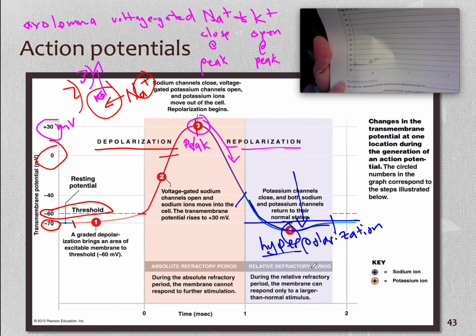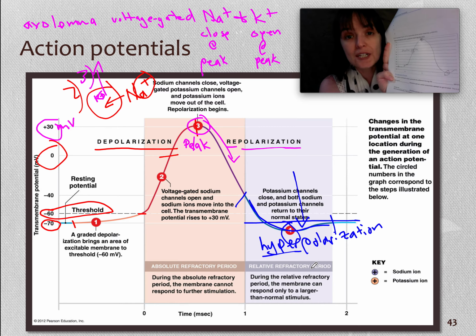because the potassium ion channels close slowly, so you're still leaking potassium out a little bit after you kind of need to, although we kind of do need to, which we'll talk about. So you do have a brief hyperpolarization at the end of the action potential.